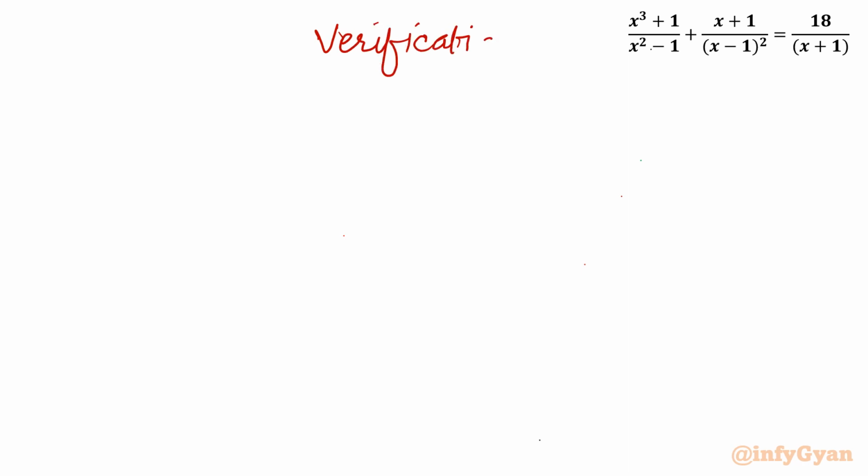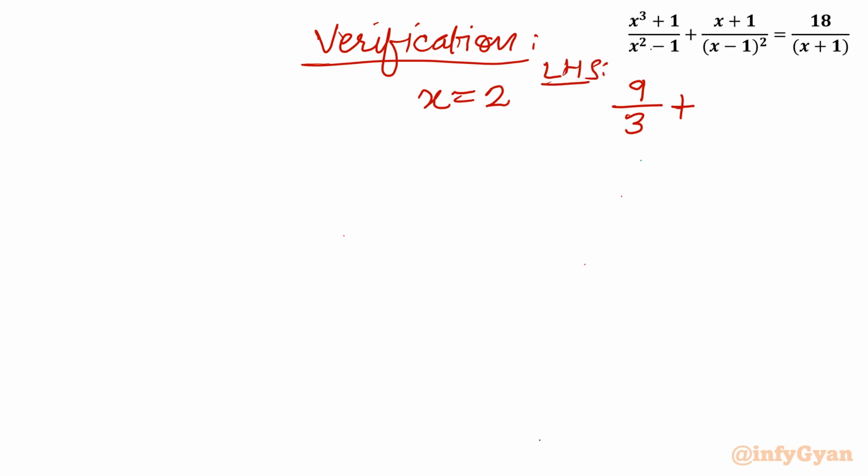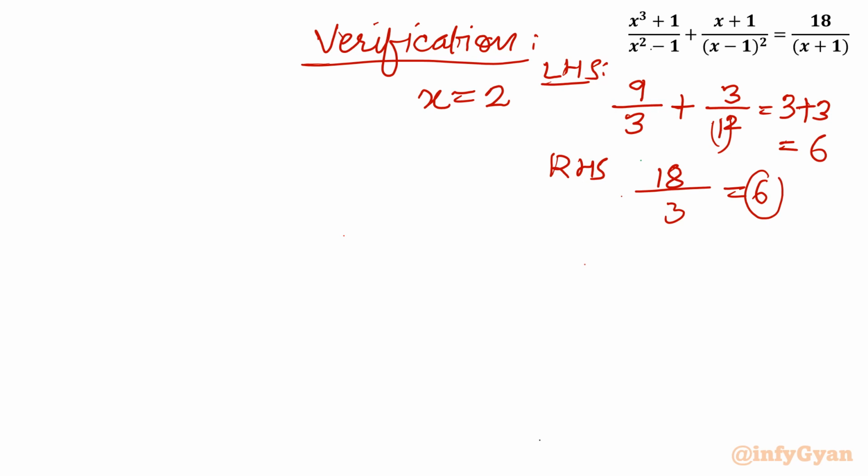x is equal to 2, I will substitute. See what will happen. 2 cube is 8, 8 plus 1 is 9, over 2 square is 4, 4 minus 1 is 3. This is our LHS. Now this numerator x plus 1. So 2 plus 1 is 3, 2 minus 1, 1 is square. So this value is coming out 3, 1 is square. See this way, 3 plus 3. So value is 6. Now RHS 18 over 2 plus 1, 3. So 6. Both values are matching. That means this solution is verified.